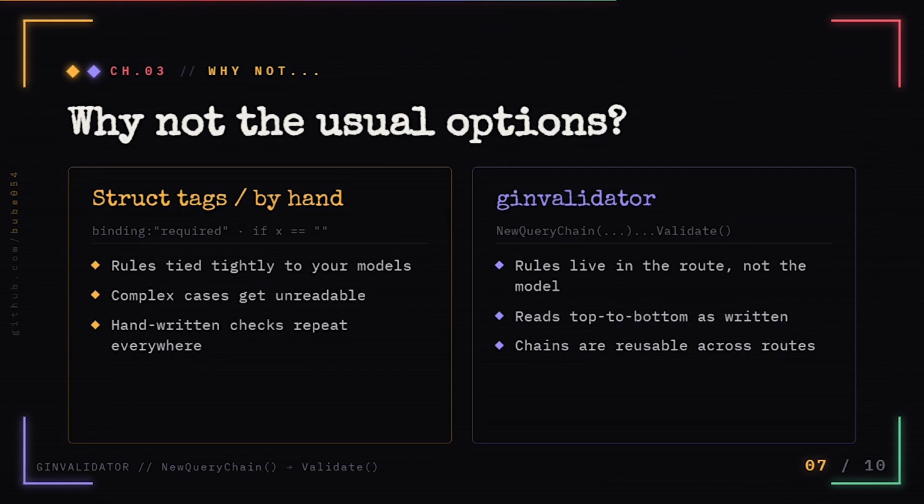Why not just use what's already there? Struct tags and handwritten checks tie your validation tightly to your models, and they stop being readable as soon as the rules get complex. Gene-Validator keeps the rules in the routes where you can see them. Reads top to bottom as written, and because each chain is just a value, you can return it from a function and reuse it across login, sign up, and wherever.